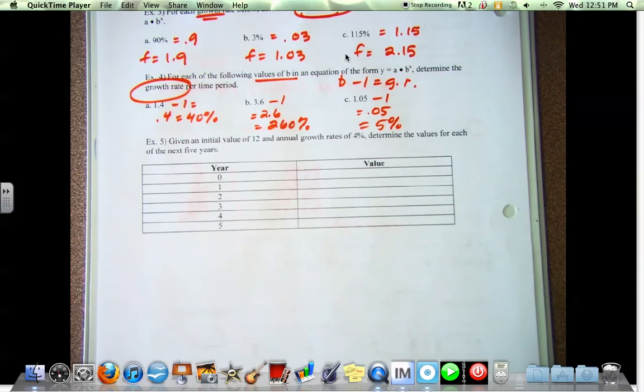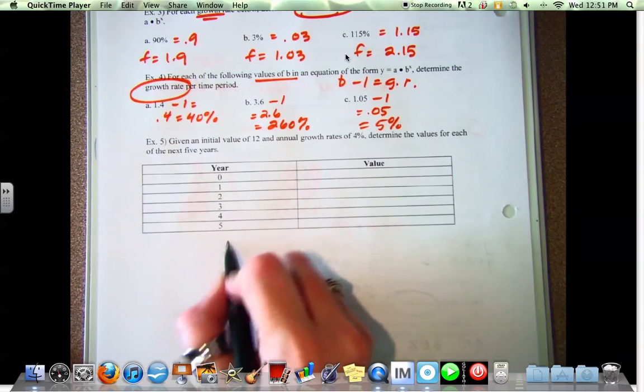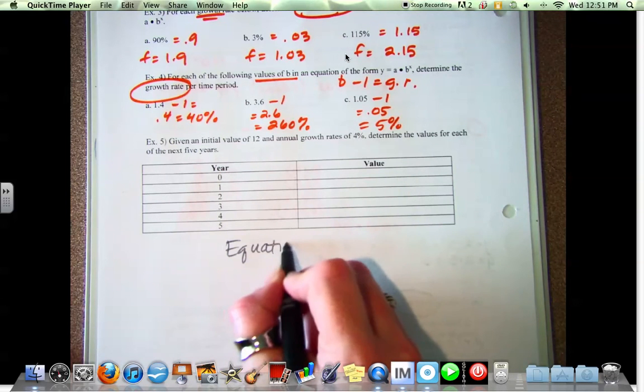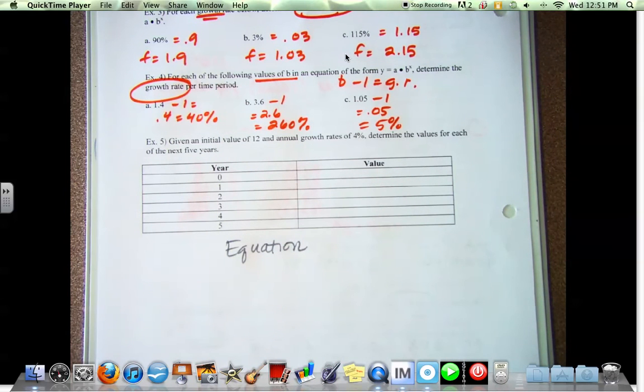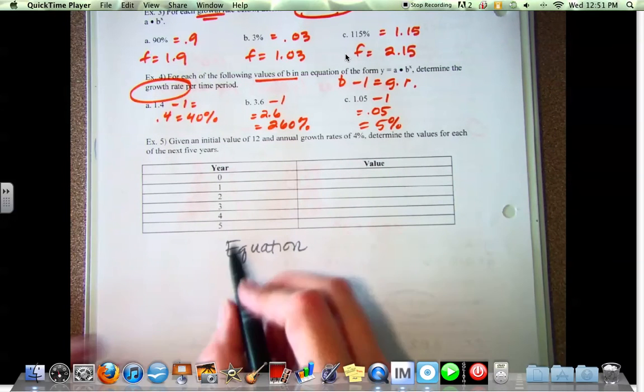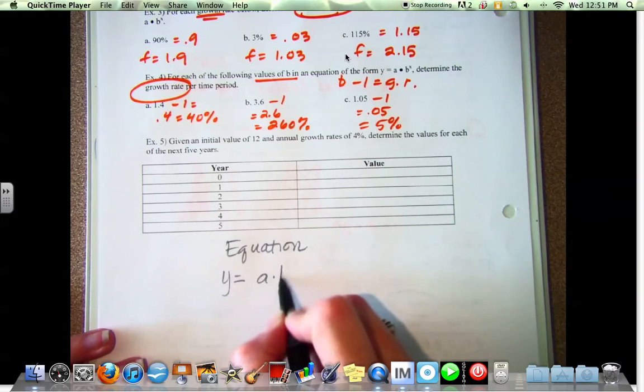Learning to lead yesterday. All right, given an initial value of 12 and annual growth rates of 4%, determine the values for each of the next 5 years. So, let's write an equation. What are the 2 things that we need to write the equation? A and B. A represents the initial population and B represents the factor. Okay, so y equals a times b to the x.